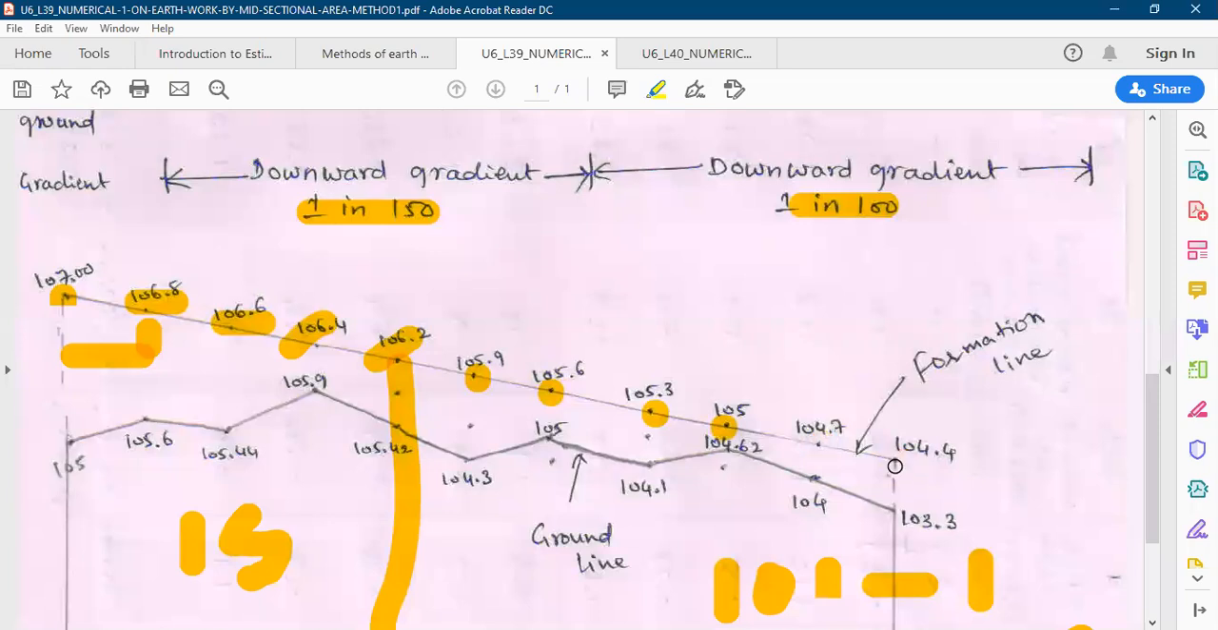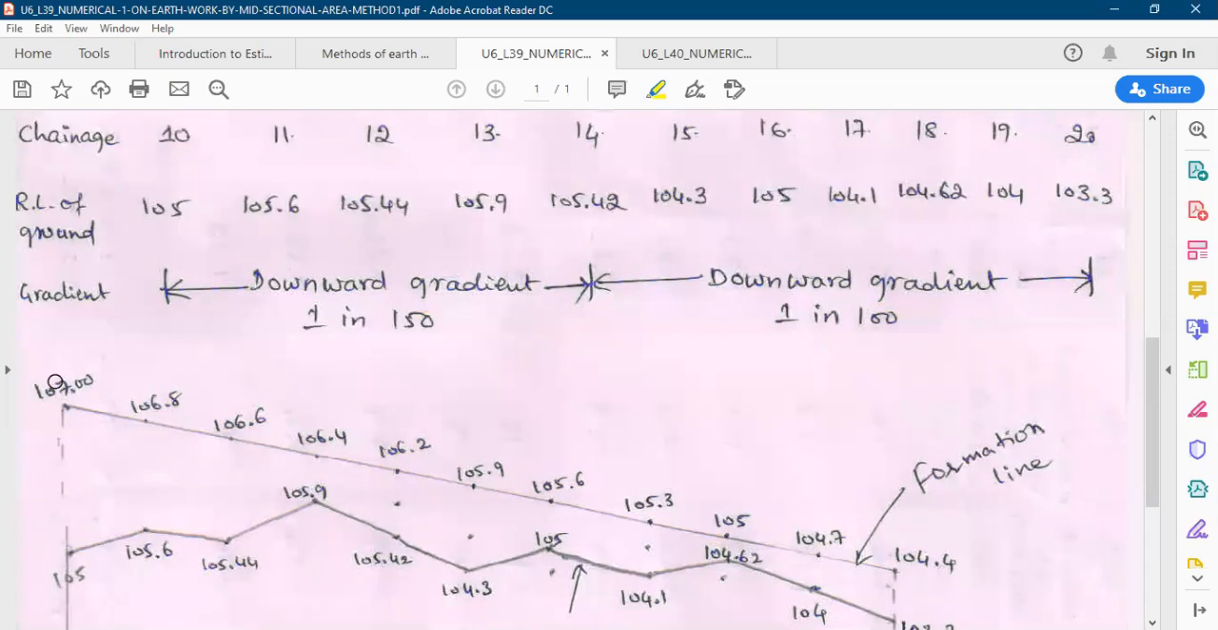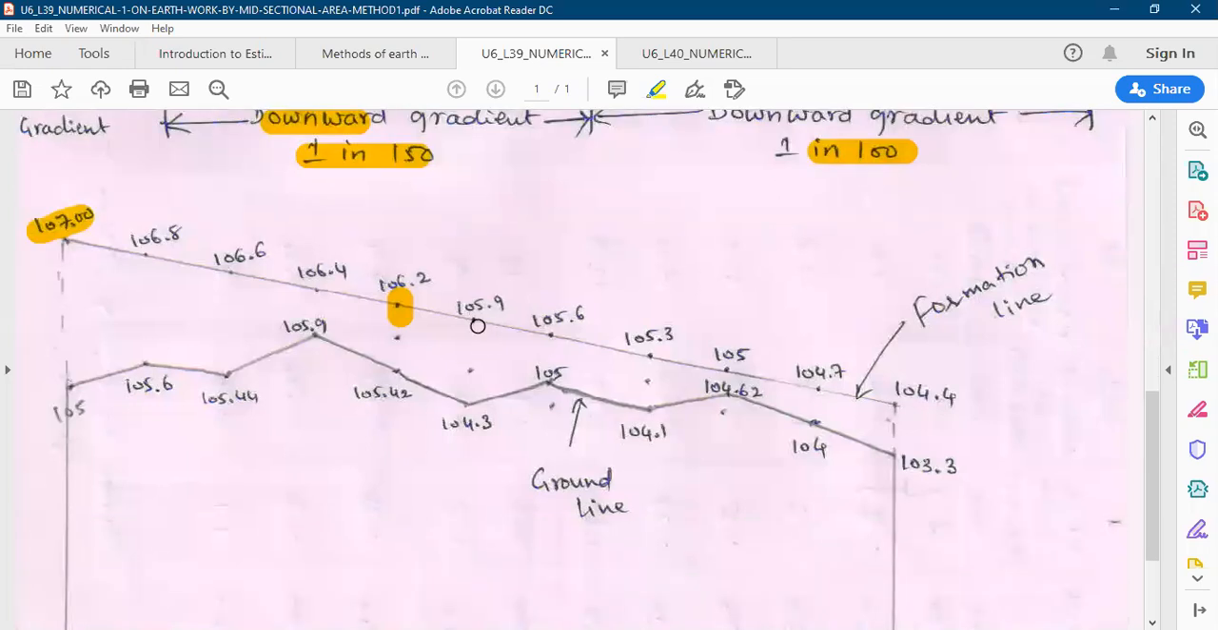So these are the RL of formation which you have to calculate using the first reference at the 10th chainage. At the 10th chainage they have given the RL of formation as 107, and it is a downward gradient. So for every 150 meter, 1 is the decrement, up to the 14th chainage. From the 14th chainage the RL of formation is decreasing as 1 in 100, for every 100 meter the decrement is 1. Based on that we calculate the remaining RL of formation.